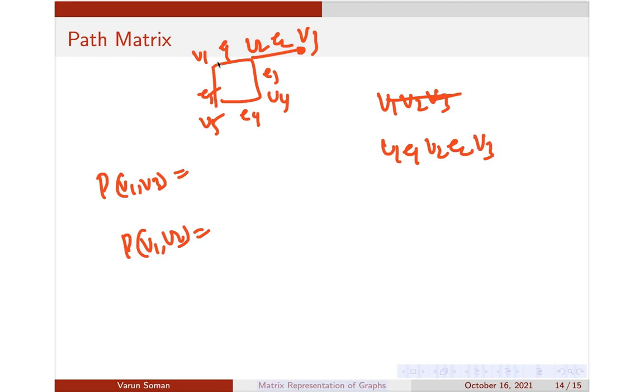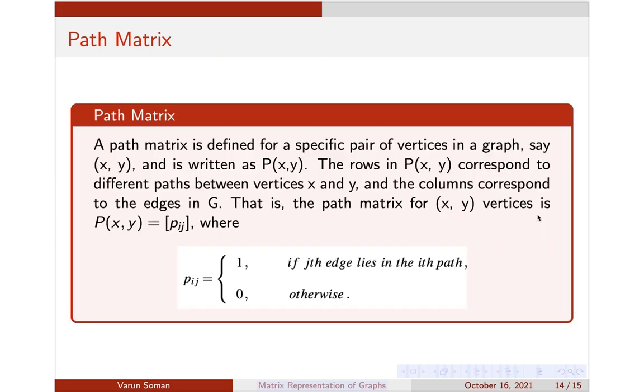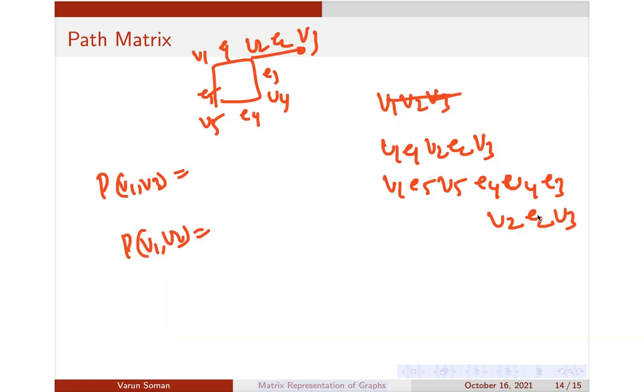And another path is this one. That is V1, E5, V5. Now we are going like this: E4, V4, E3, V2, E2. So write down all the paths first of all, and then you write down the matrix.